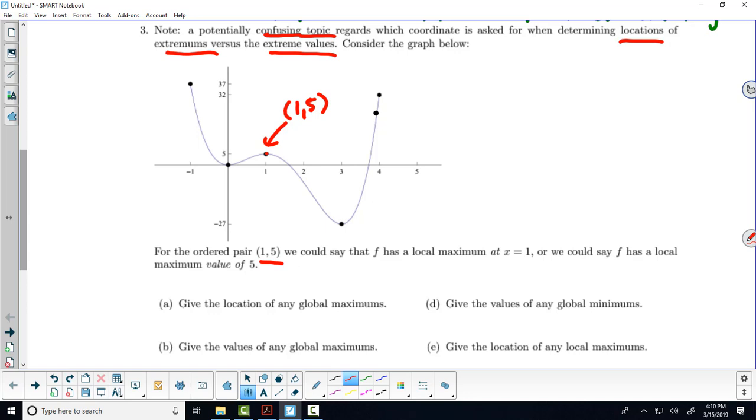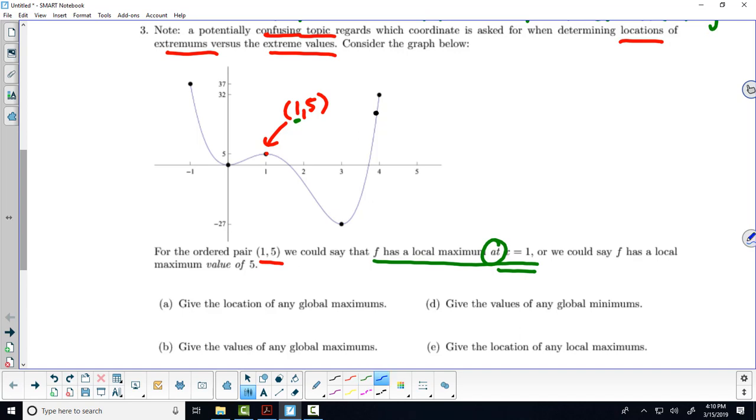So we would say that x equals 1 is the location of a local maximum. So we'd say that f has a local max at that x value. The key word here, and I've italicized it, the most important word there is "at." That is the location of the local maximum.